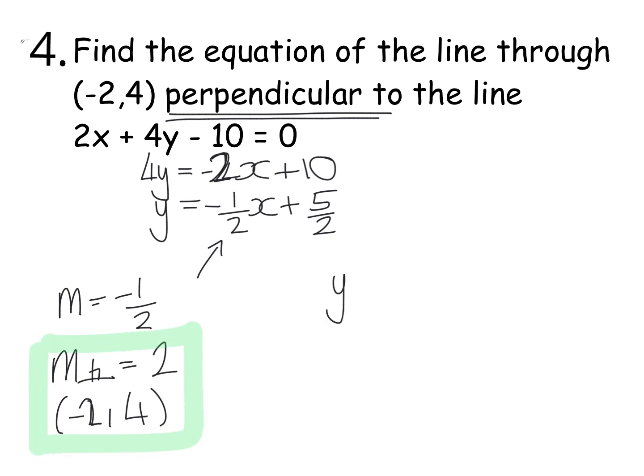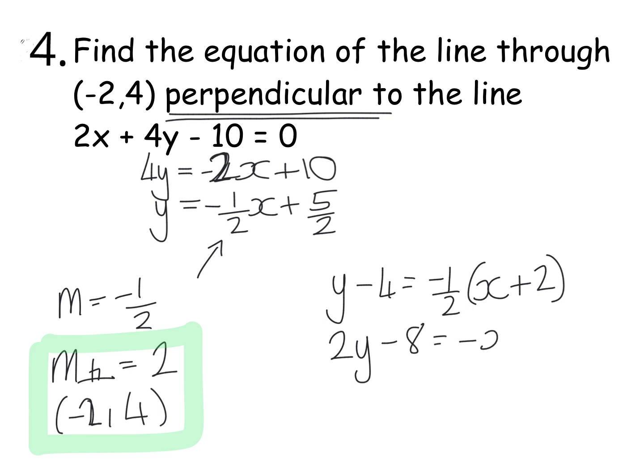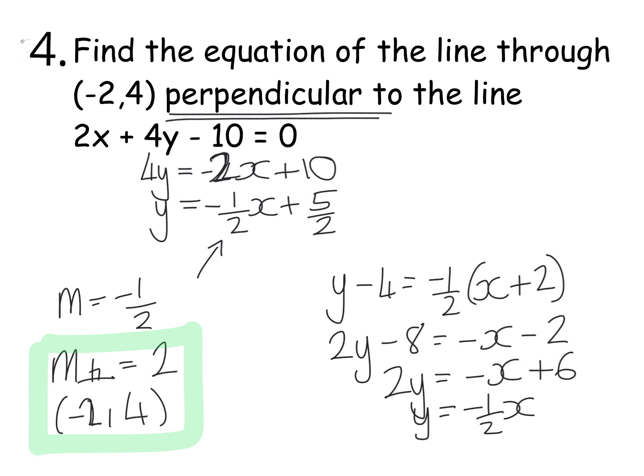So we've got y -4 equals our gradient -1/2 bracket x plus 2. Multiply out the right hand side. 2y -8 equals -x -2. 2y equals -x. Add on 8 to that gives you +6. You can half this if you want, or you can leave it as 2y equals. It's up to you, but it does come back to -1/2 x plus 3 if you wanted to.